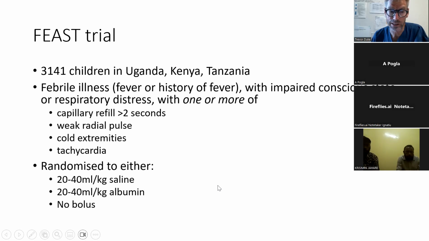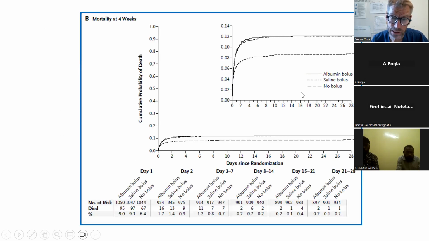Everybody in this study, all the investigators, who were all emergency department physicians in Western countries, expected the children who got the bolus to do better, but they didn't. They did much worse. This is what's called a Kaplan-Meier curve, which shows when children died in this study. And what you can see is that this was the arm of the study where no bolus was given, right? And this was the arm where a bolus was given with albumin or saline.